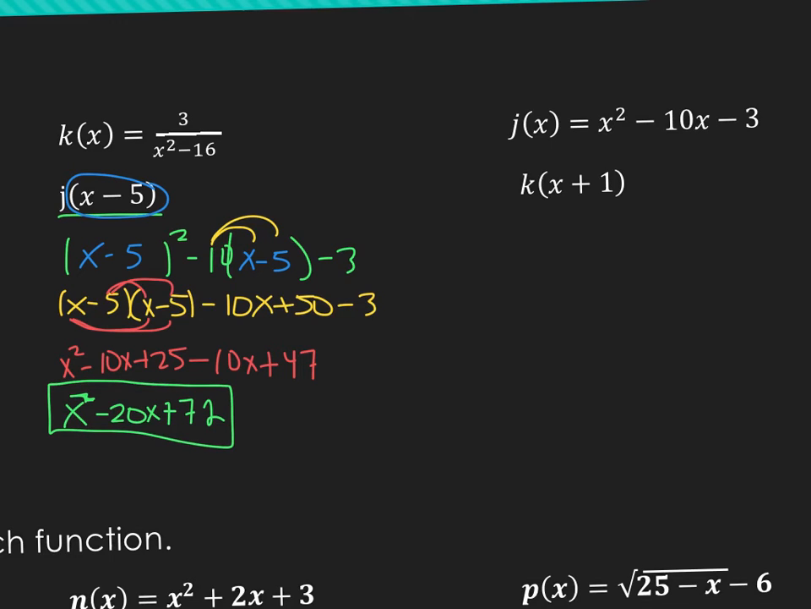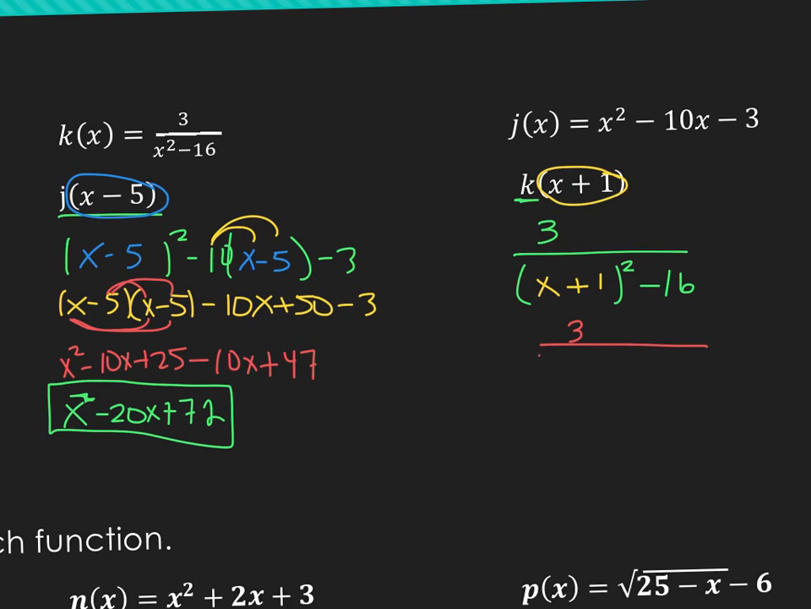Let's look at the next example. So notice this time we're looking at the k function. So I'm going to take my k function and I'm going to copy it. And I'm going to take the x out and write the rest of the function. Now notice this time we want to find k of x plus 1. So x plus 1 will go into those parentheses. And now we're just going to simplify.